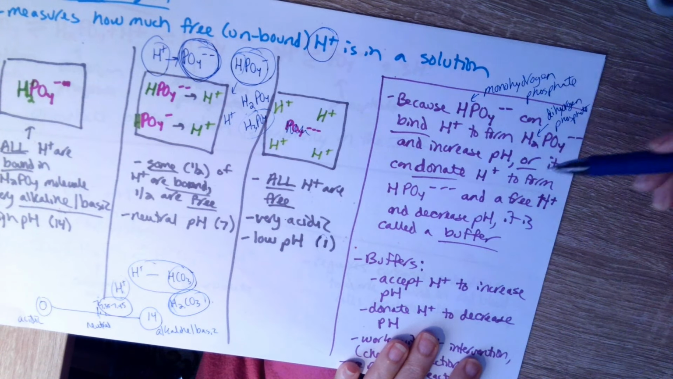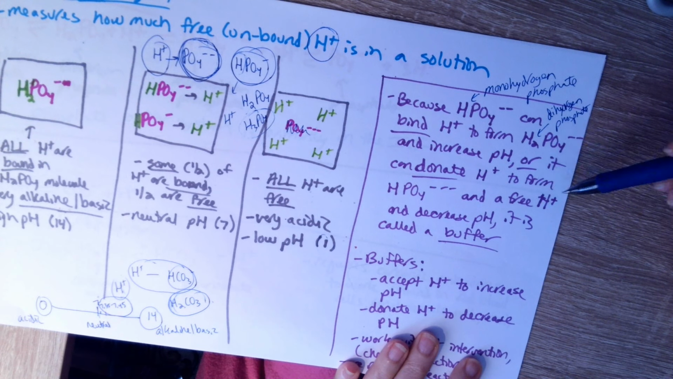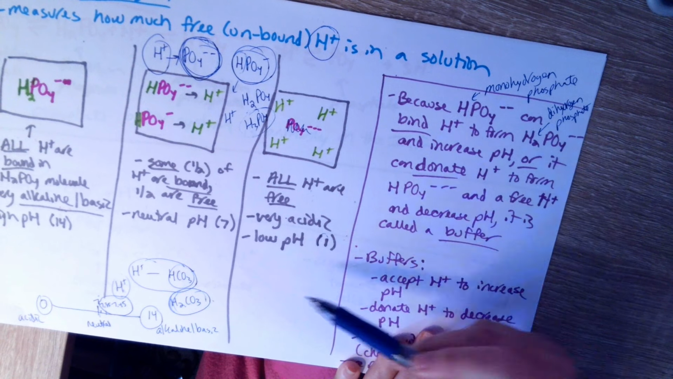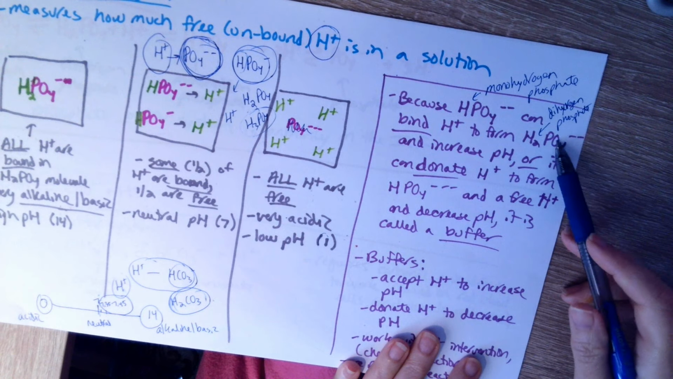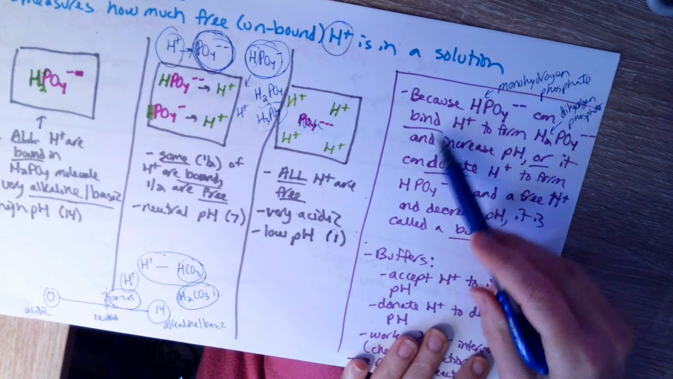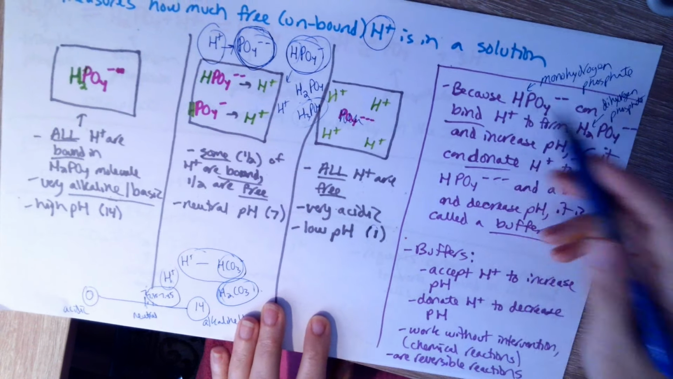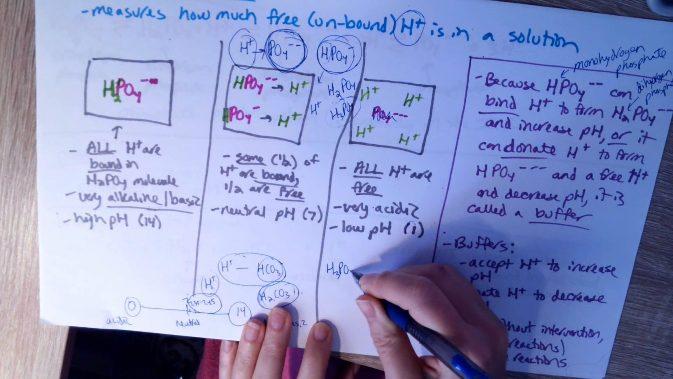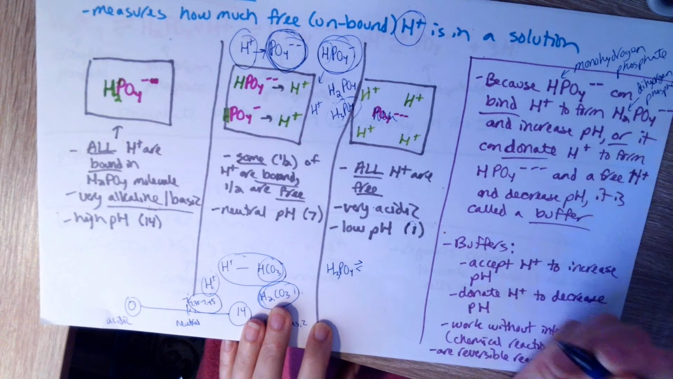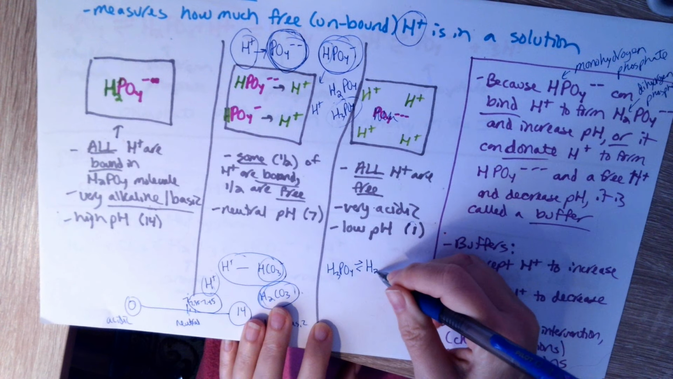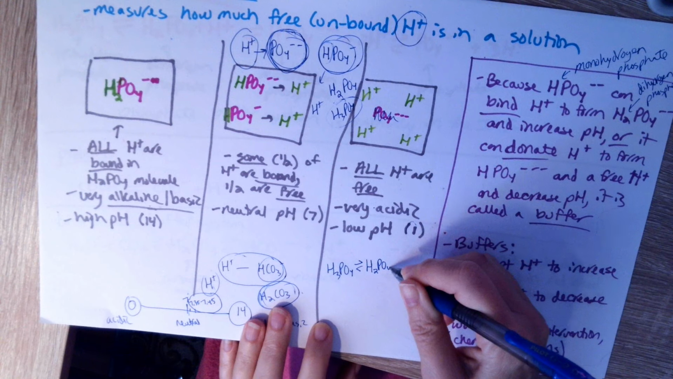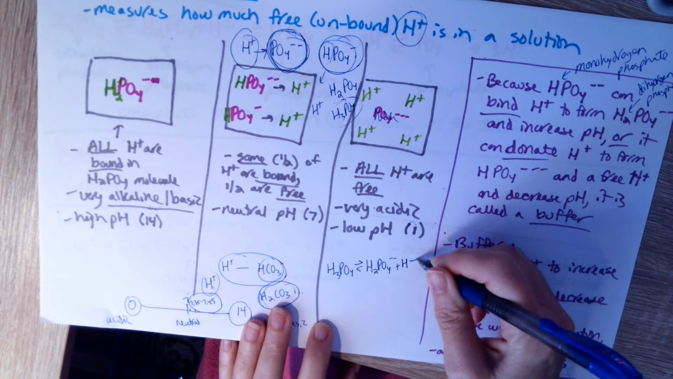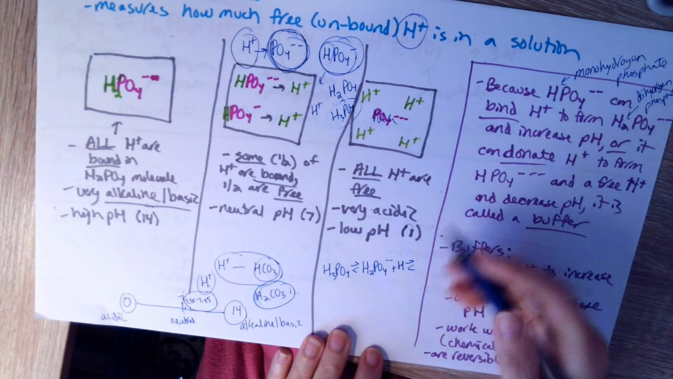Now it can also go in the opposite direction, so the trihydrogen phosphate can donate a hydrogen to lower the pH. The dihydrogen phosphate can donate a hydrogen to lower the pH, so can the monohydrogen phosphate. So the equation ends up looking something like this. And I use these reversible arrows here, plus hydrogen, to show that it can go both ways.